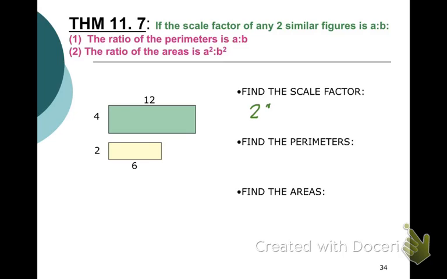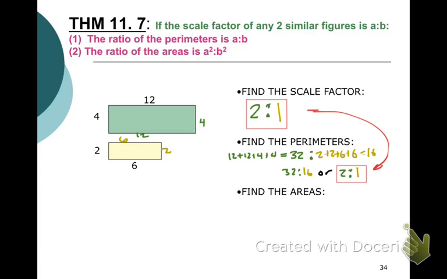2 to 1. Okay, now go ahead and figure out what is the perimeter of the first one. Figure it out. What is the perimeter of the top rectangle? 32. Good. What's the one of the bottom one? 16. So 32, and then the second one is going to be 16. So what do you notice about the ratio there?